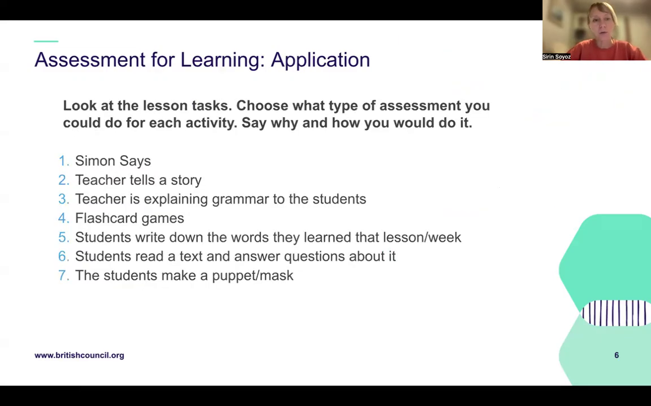Now let's brainstorm together. Here are some lesson tasks. Let's discuss very briefly what type of assessment you could do for each activity and say how and why. For example, Simon Says. Think about the game Simon Says. How would you check their understanding in this activity? What type of assessment could you do for Simon Says?